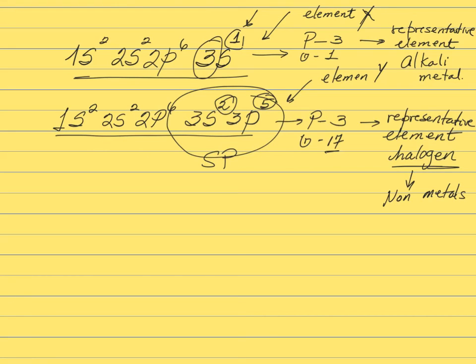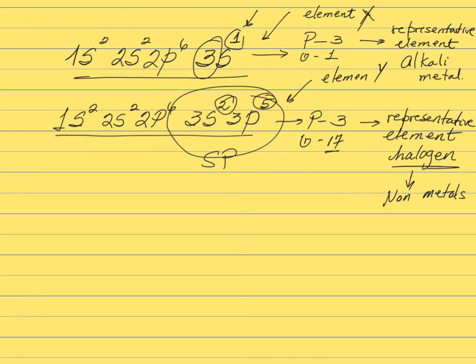Now, let's say that I want to know which one between X and Y has a higher electronegativity. Easy piece. Same period, but the X one is located in group 1, the Y one is located in group 17. You are moving across the same period, so the halogen has a higher electronegativity.